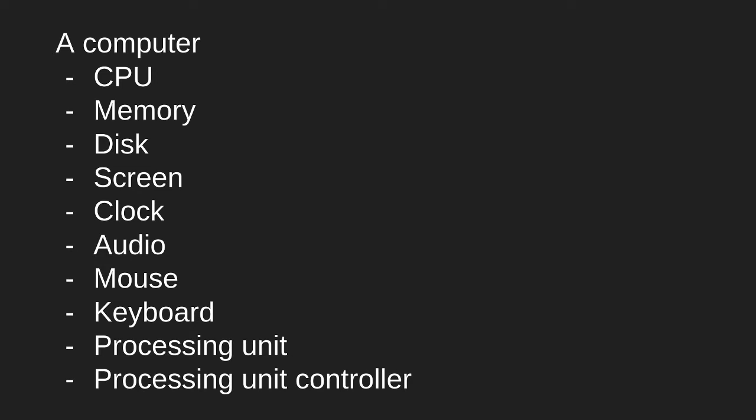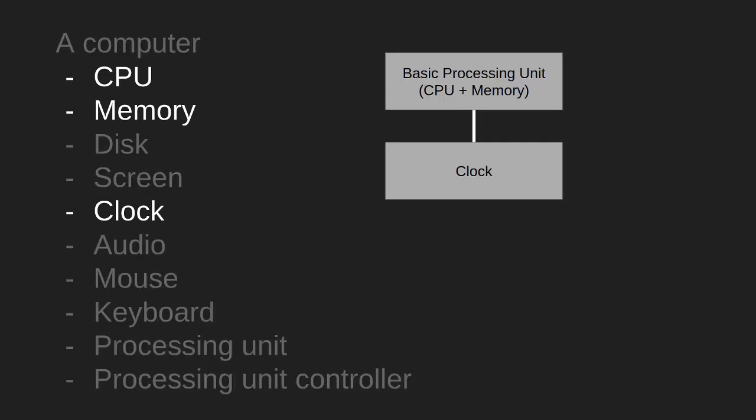Welcome to the fourth video in our series on how to use a computer and the different devices in it. In this video, we are going to discuss how to connect the CPU and memory to a clock device in the computer. In the first part of this series, we talked about how to just use the CPU and the memory. In the second part, we connected that to a disk. In the third video, we connected it to a screen, and now we're going to connect it to a clock.